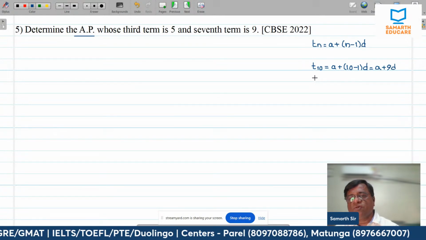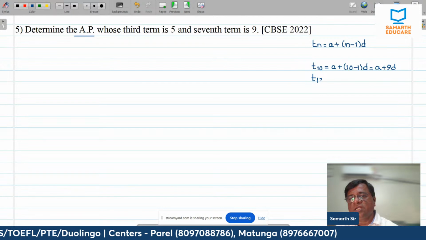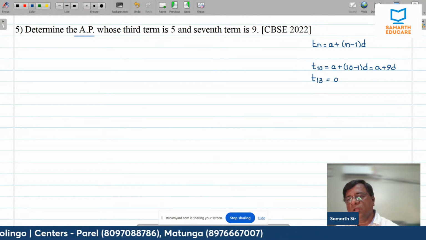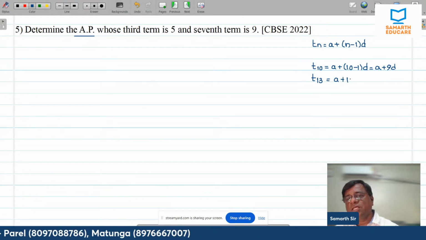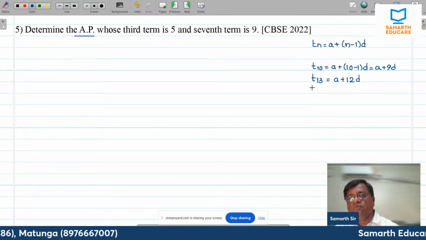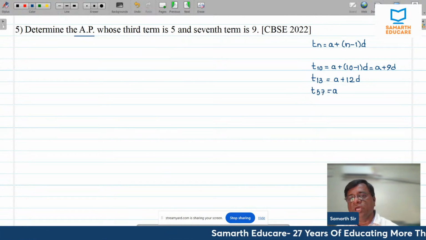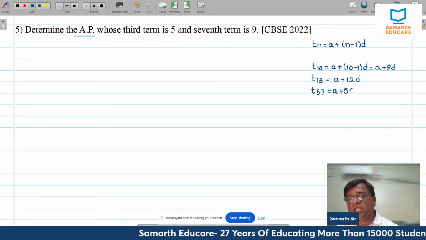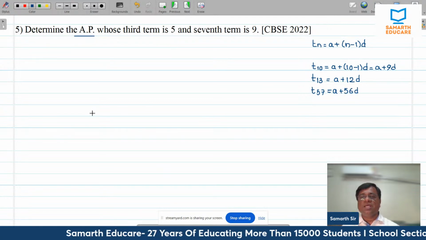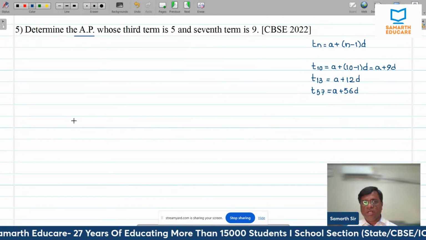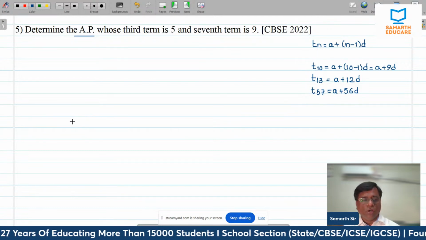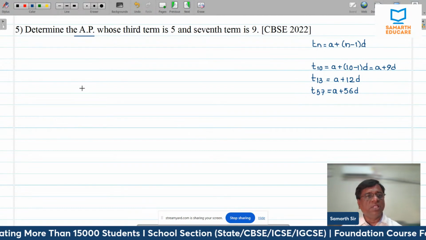Okay, so let's say for example I want the 13th term. The 13th term will be a plus (13 minus 1), that means 12d. If I want the 57th term, for example, it will be equal to a plus 56d. So take one number less, n minus 1 always, right? So practicing this will help you save time in the exam.